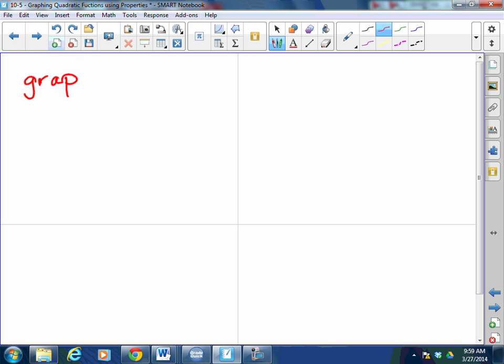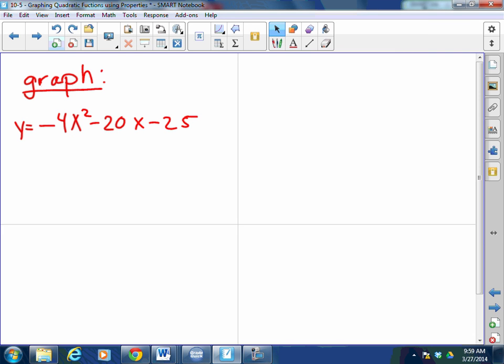How about we graph? Let's just graph, not even solve, just graph. Negative y equals negative 4x squared minus 20x minus 25. Okay, let's see what we got. Okay, do not divide by a negative.